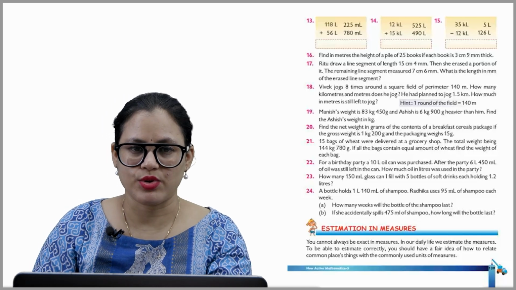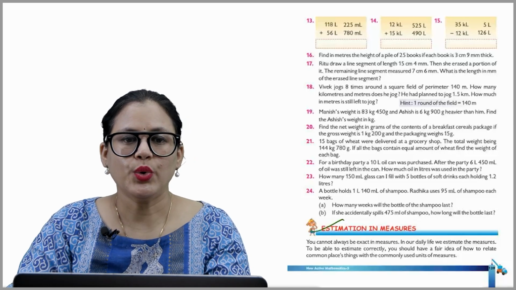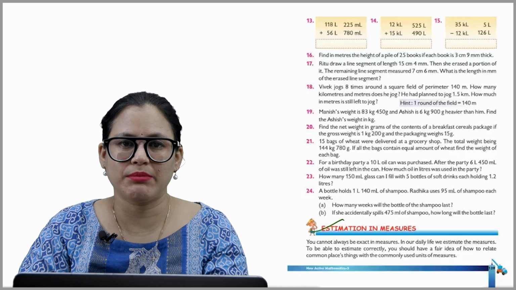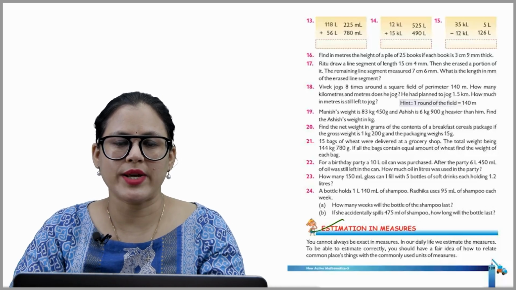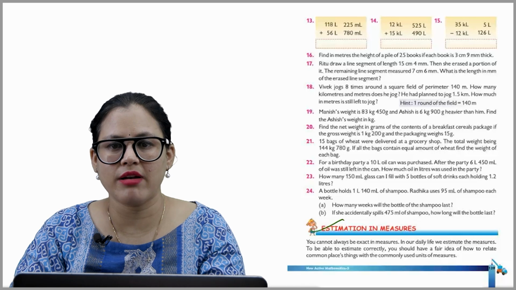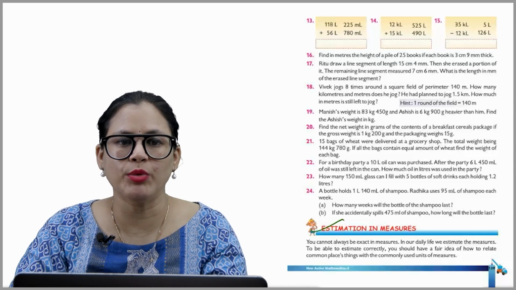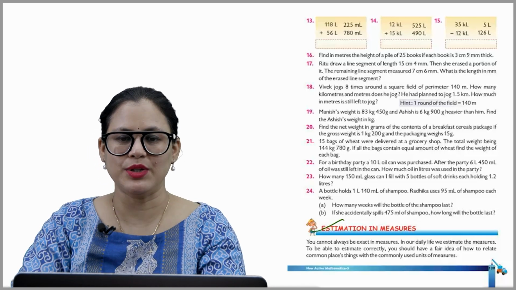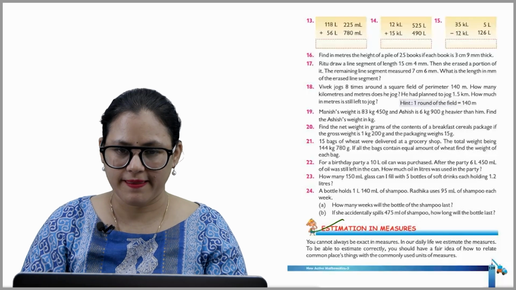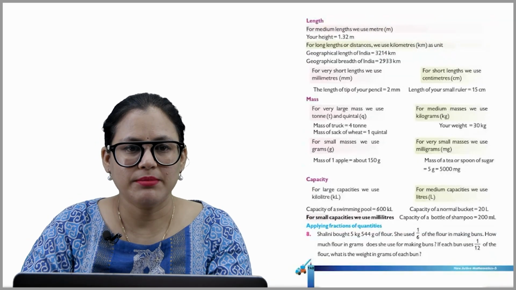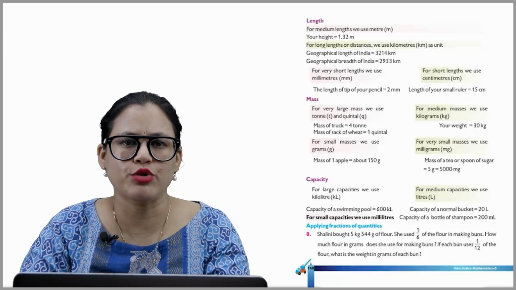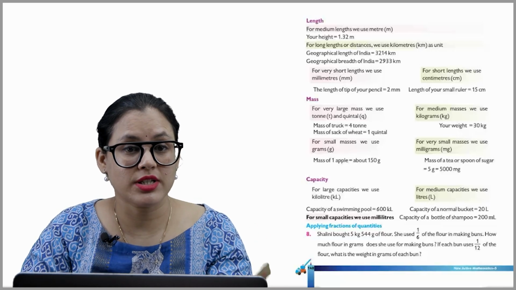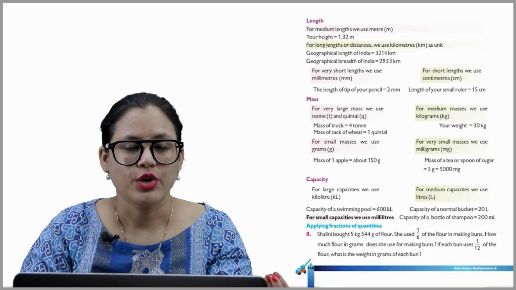Estimation in measures. You cannot always be exact in measures. In our daily life, we estimate the measures. To be able to estimate correctly, you should have a fair idea of how to relate commonplace things with the commonly used units of measures. Length. For medium lengths, we use meter. Your height is equal to 1.32 meter.